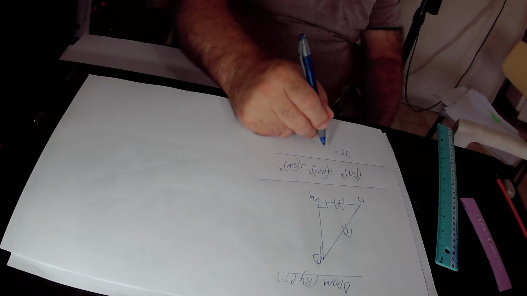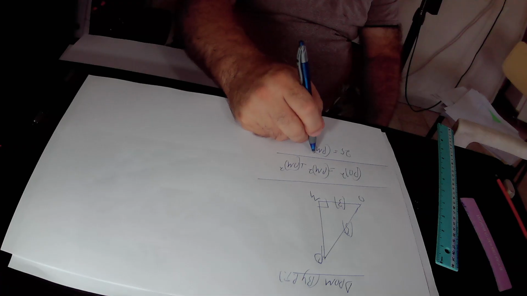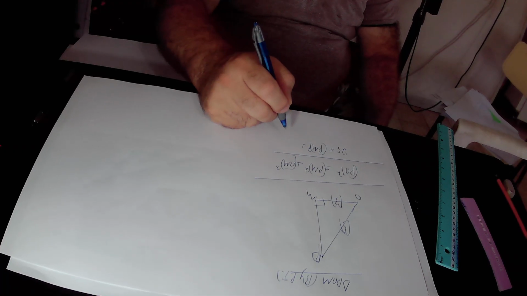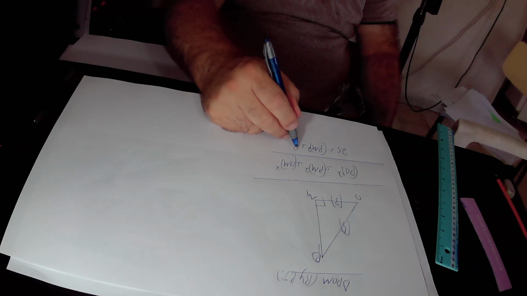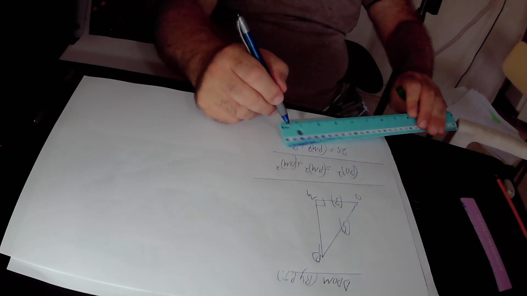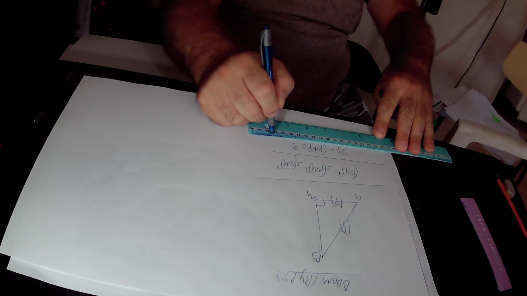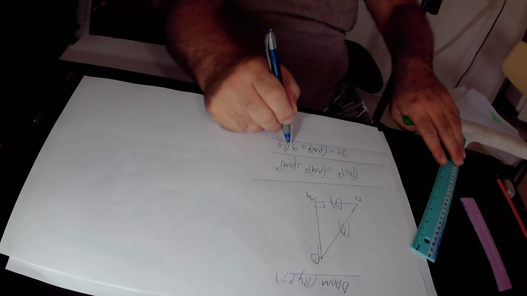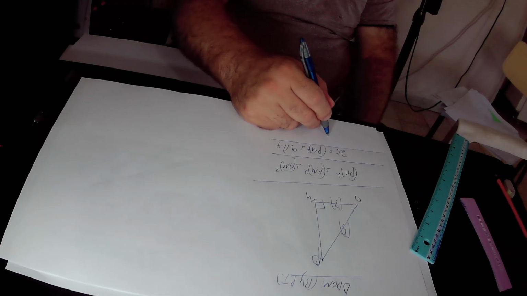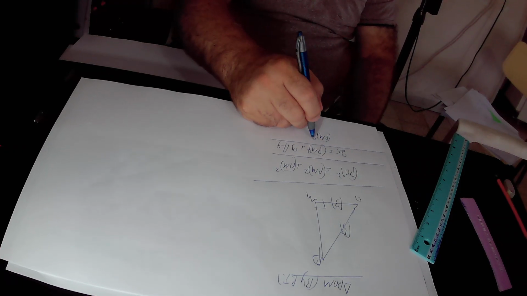PM is the missing side, so we keep it as it is, plus OM square. OM is 3, therefore OM square is 3 squared, that is 9. So in total we found 25 equals PM square plus 9. Here we subtract 9 from this equation, and we get that 25 minus 9 is 16, so PM square equals 16.